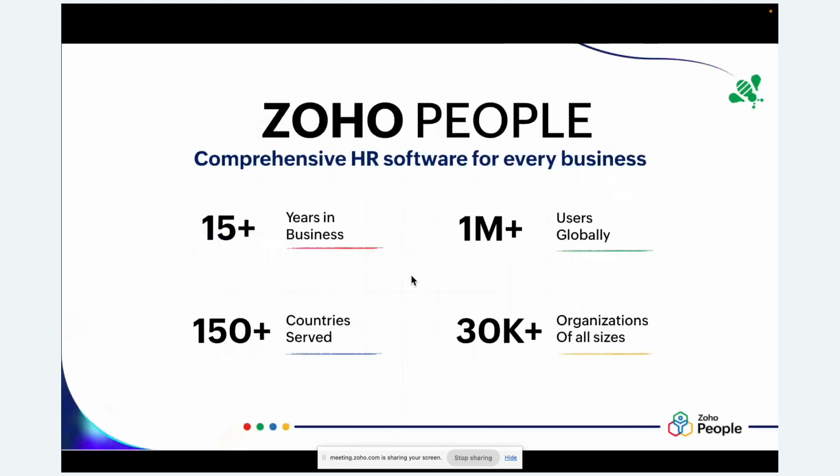Zoho People is a comprehensive cloud-based HR software that provides consolidated, secure HR services to businesses of all types and sizes. With end-to-end customizations, intelligent automation, and employee-centric features, the tool offers a great HR experience to everyone in the organization. Zoho People is also available as a mobile app and supports over 24 languages.